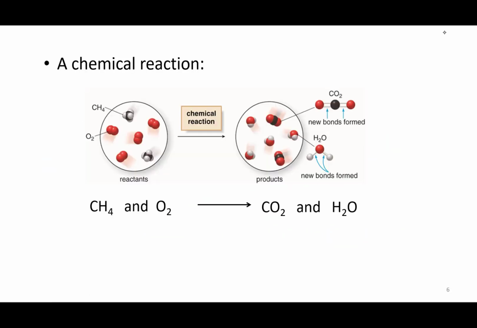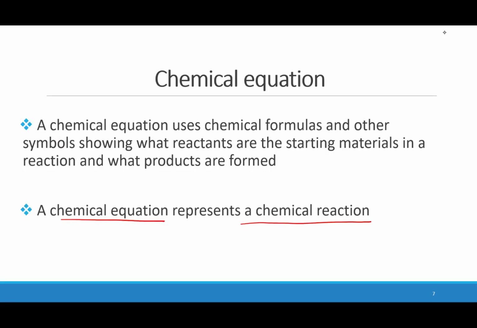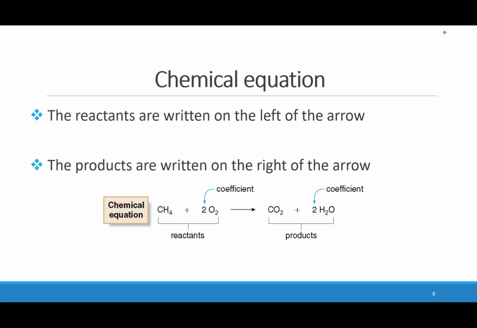This is the example that I just went over in the previous slide, which shows that if the old bonds are broken, new bonds are formed. Then to show a chemical reaction, we use chemical equations. Whenever we are writing chemical equations, we have to use a series of symbols. As you could see in this particular example, reactants are always on the left hand side of the arrow, products are always on the right hand side of the arrow.